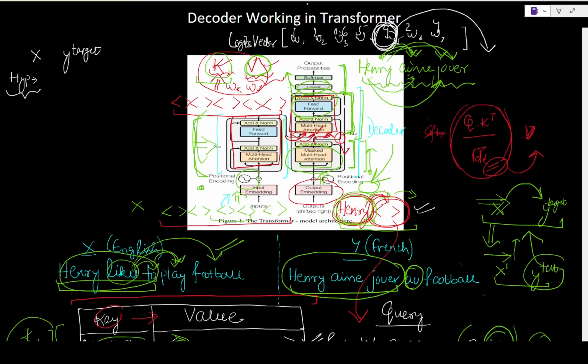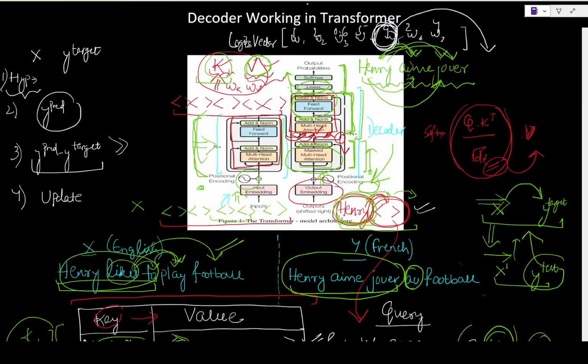From the hypothesis function, this is the first step. The second step would be to get a Y pred, so we'll generate Y prediction. The third step would be to take a difference between Y pred and Y target. We'll see how related or how different these two are. This will be computed based on the loss function that we have. And then the fourth step is you update the weights. So you go back and update whatever you have learned to the model.